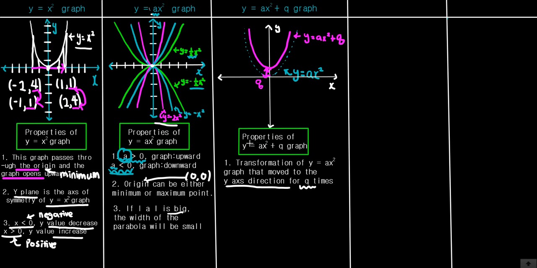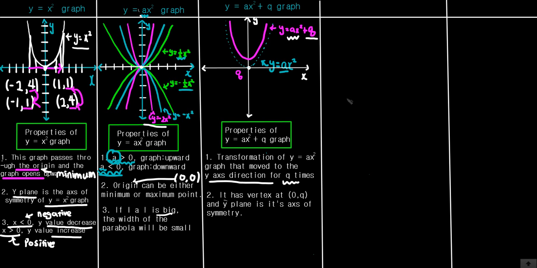The second property of the y equals ax squared plus q graph is that its vertex is (0, q), and the y-axis is its axis of symmetry. At first, let's think about our most basic function graph, y equals x squared. The reason it has vertex (0, q) is that the ax squared plus q graph is a transformation of the y equals ax squared graph in the y-axis direction.